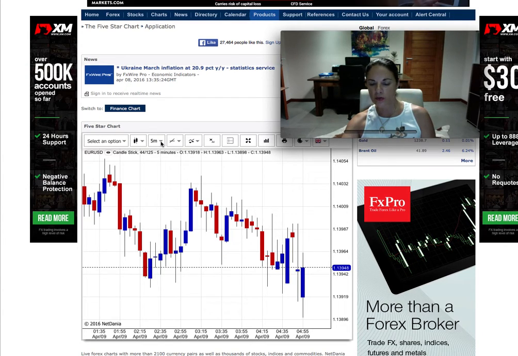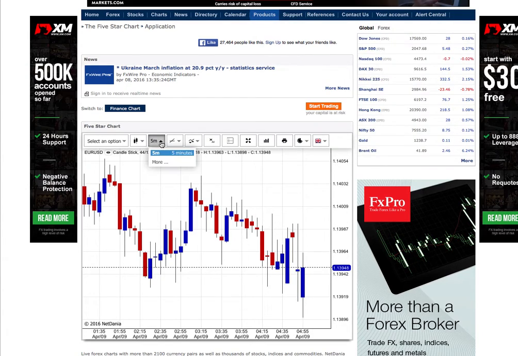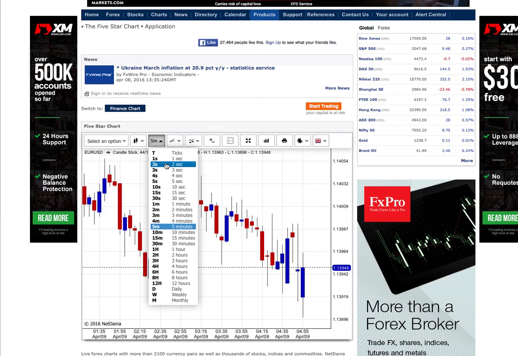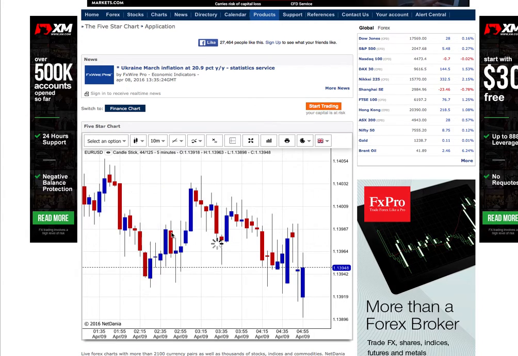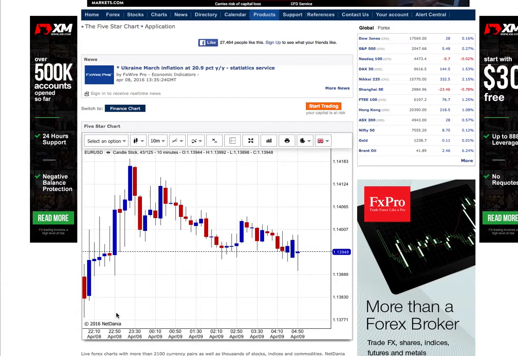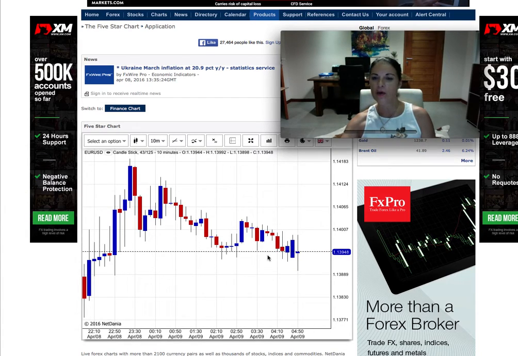So if we don't want to look at 5 minutes, we can go for more options, and we can be looking at 10 minutes. The chart will look a little bit different than it did before. However, the principles remain the same. So here we have a 10-minute chart where we are going even a little bit further back in time, going back as far as 10 o'clock on April the 8th, and finishing at the same time.